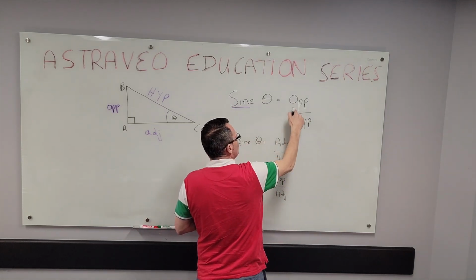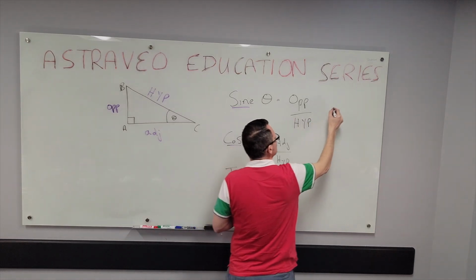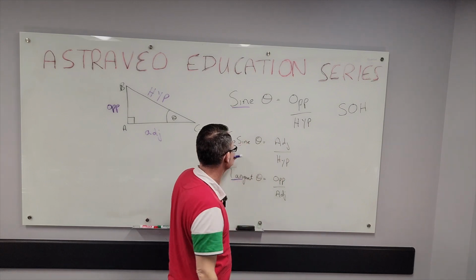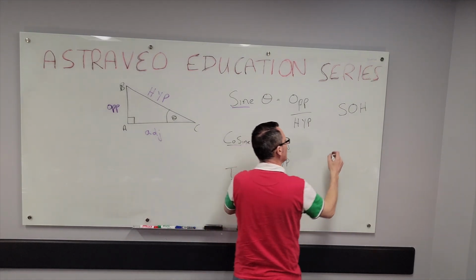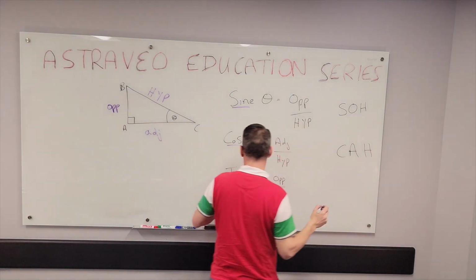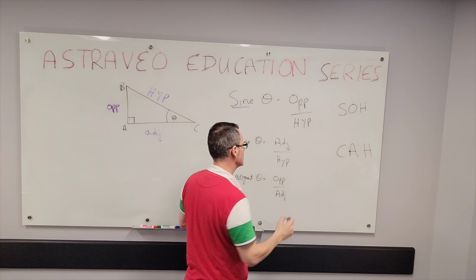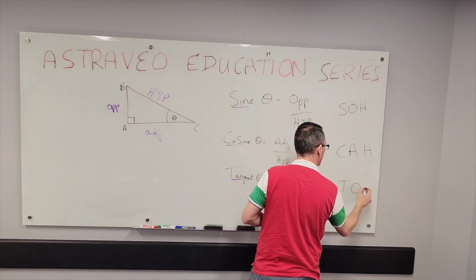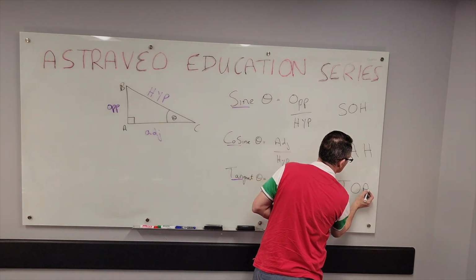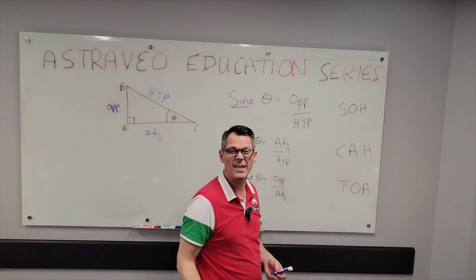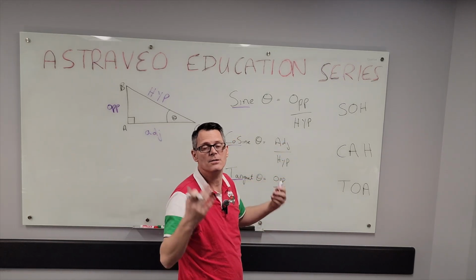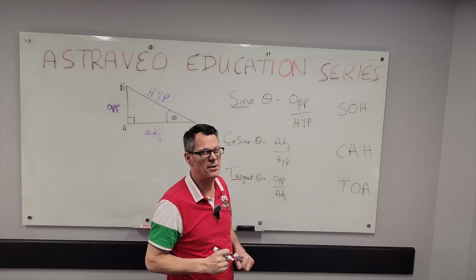S for sine, O for opposite, H for hypotenuse. C for cosine, A for adjacent, H for hypotenuse. And tangent is opposite over adjacent, T-O-A. And it's colloquially, familiarly called SOHCAHTOA. That's how I remember it, and millions of students across the world, I think, remember it that way.